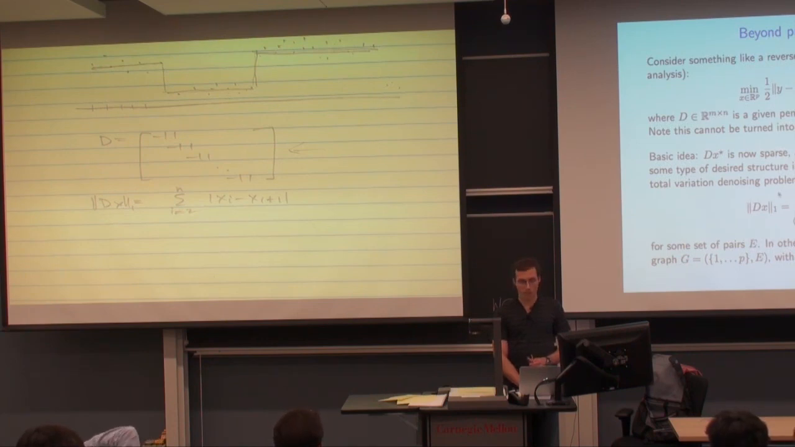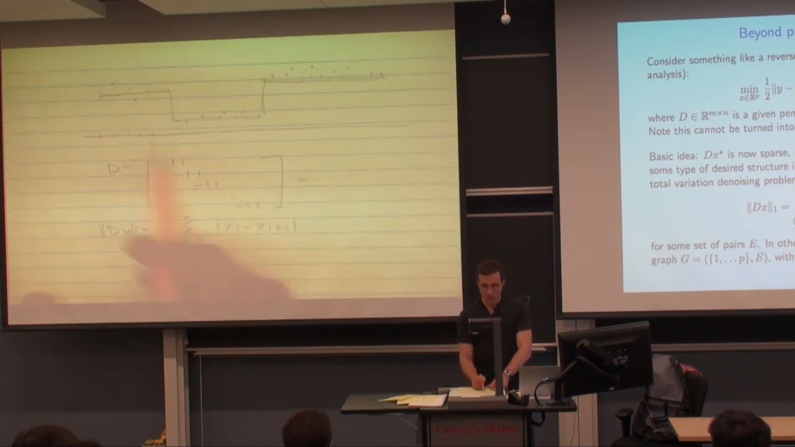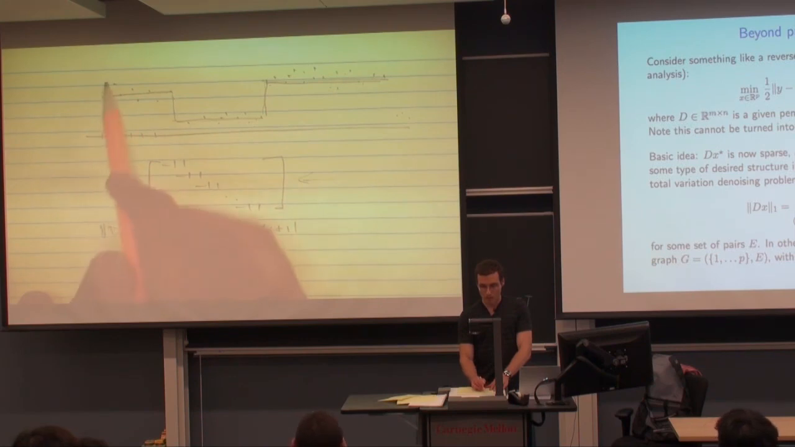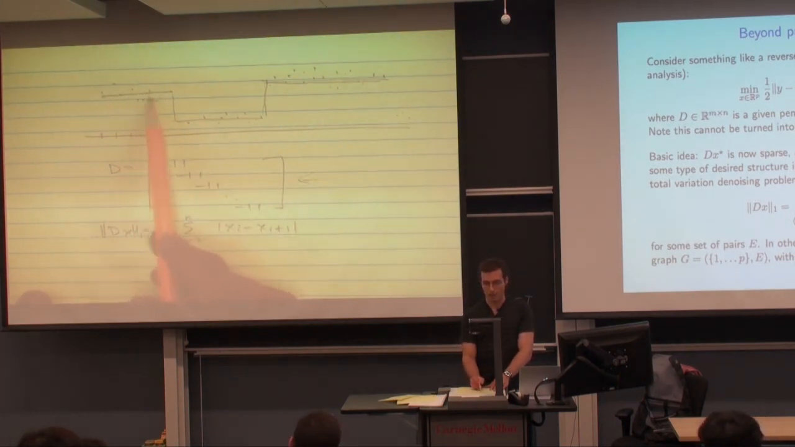minimize the one norm of dx, which means we're going to sum the absolute differences between nodes that are connected by edges. That's how I'm going to think about defining D. So it's just the extension of this idea to different graphs. This was the chain graph, right, where I had just an edge connecting each one of these points to its adjacent neighbor on this line.